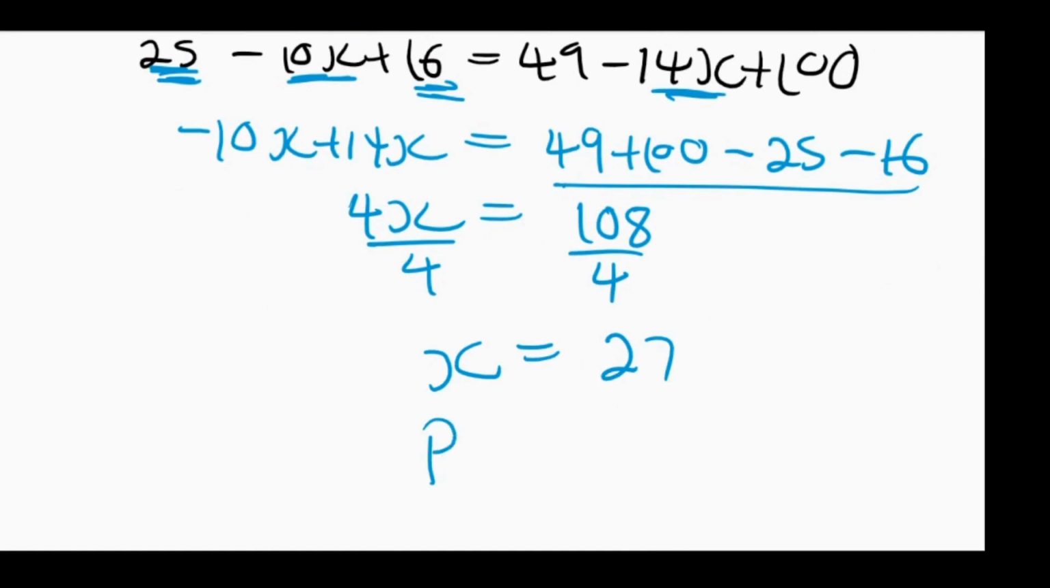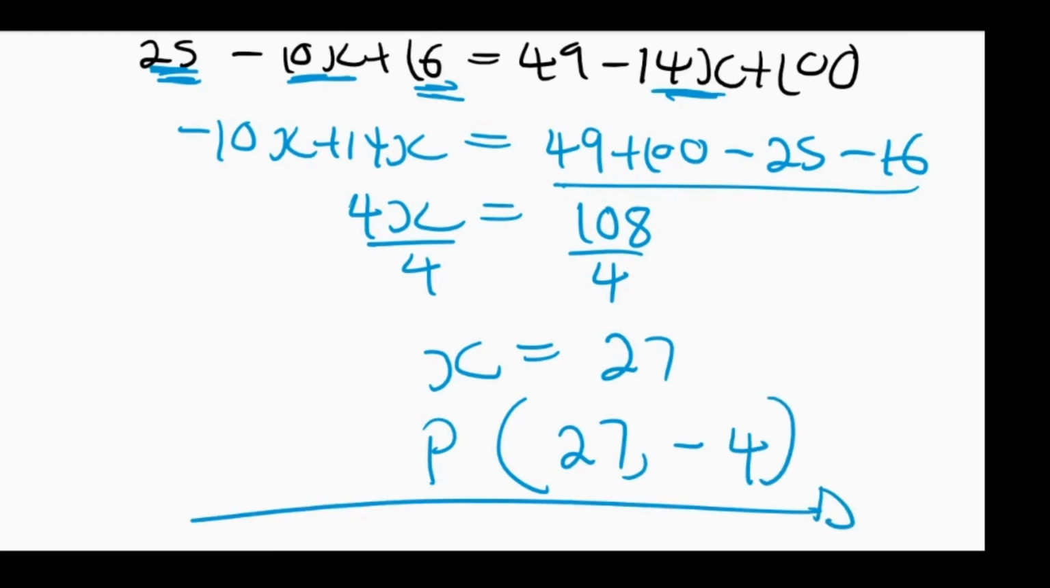So this means now that your coordinate of P is going to be 27, which is your x value, and your y value is 4. So these are the coordinates of P.